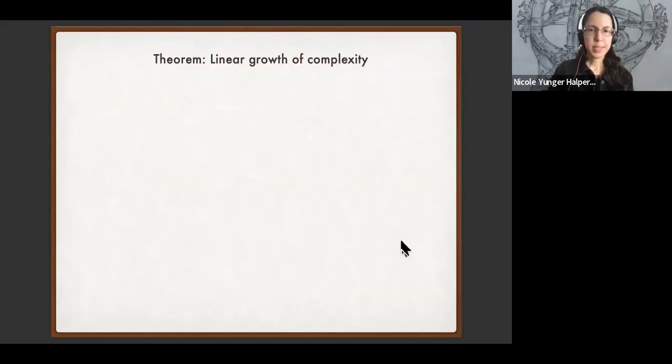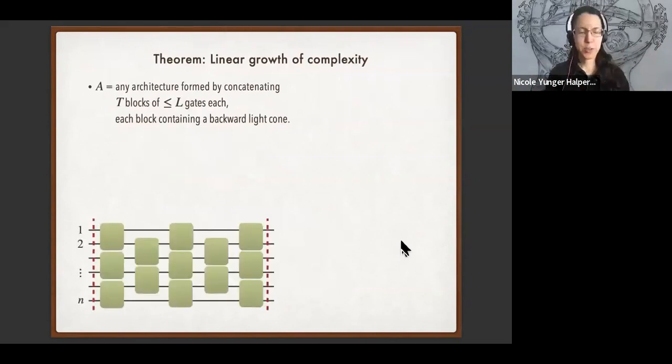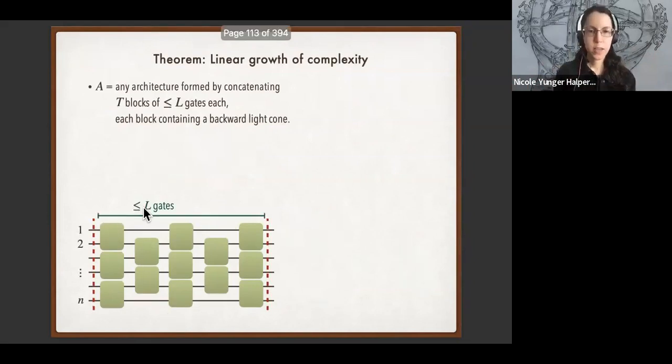We can now state the main result. It concerns an architecture A. This is any architecture that we can form by taking T blocks, each with at most L gates, and concatenating them, putting them together. Each of these blocks must contain a backward light cone. So each of the blocks is somewhat well connected. In an extremely simple example, we can imagine taking a brickwork block with at most L gates for some appropriate number L, and taking T copies of this and concatenating those to form our circuit.